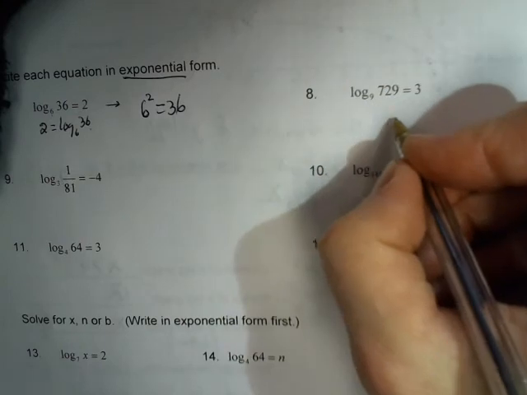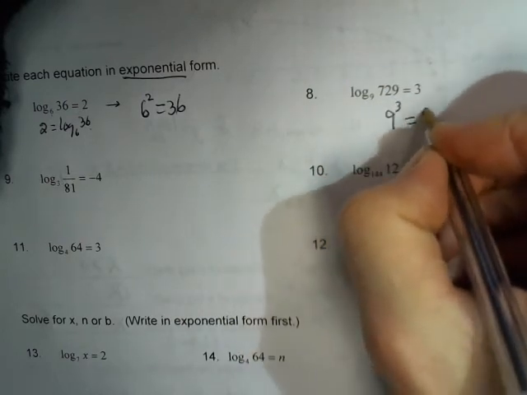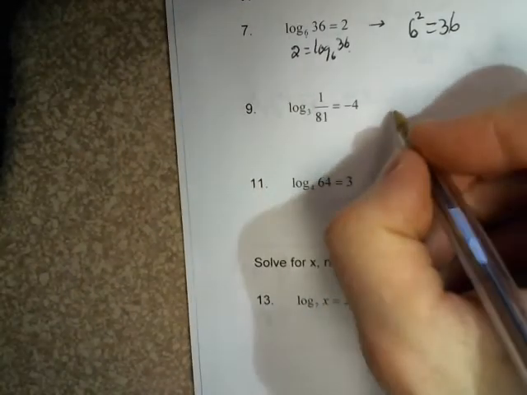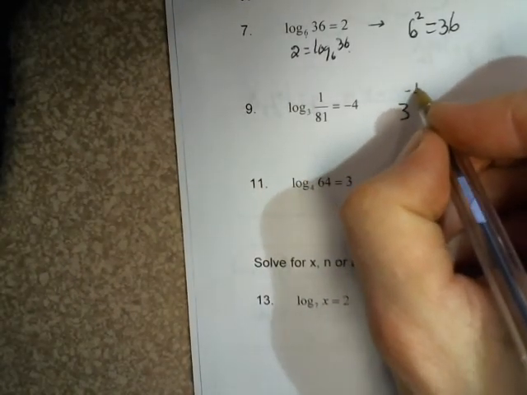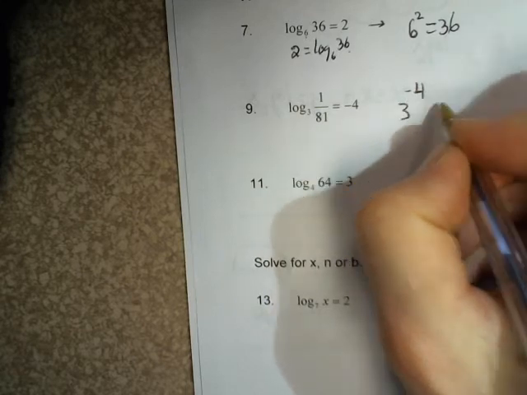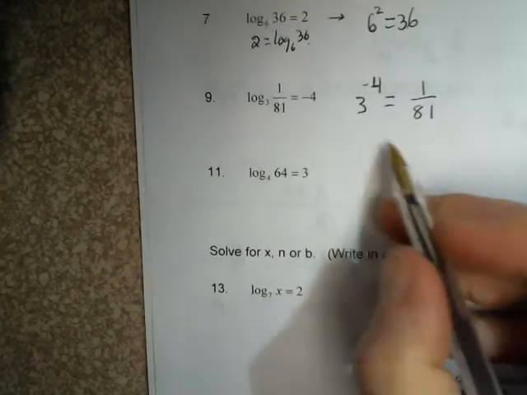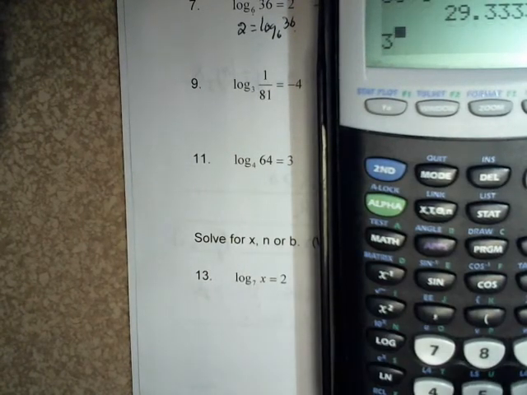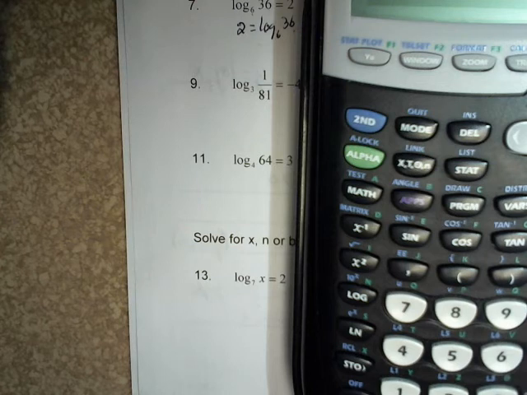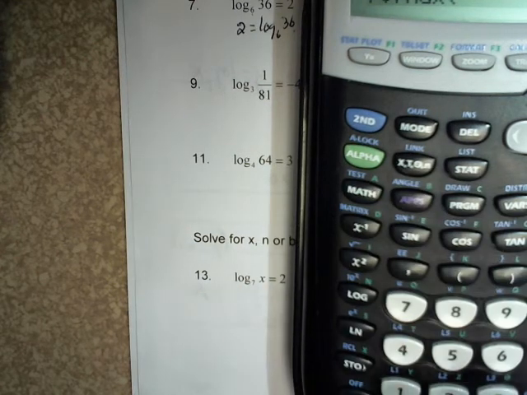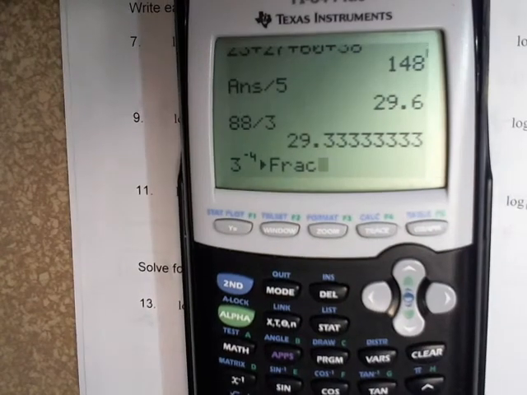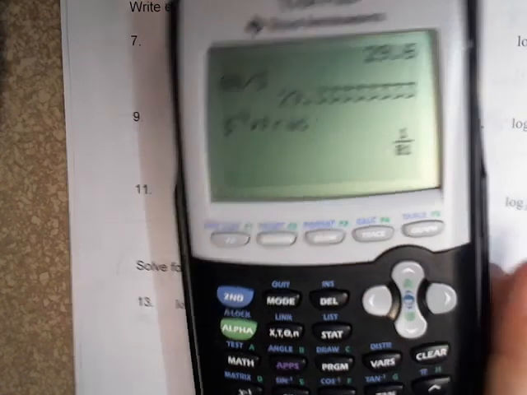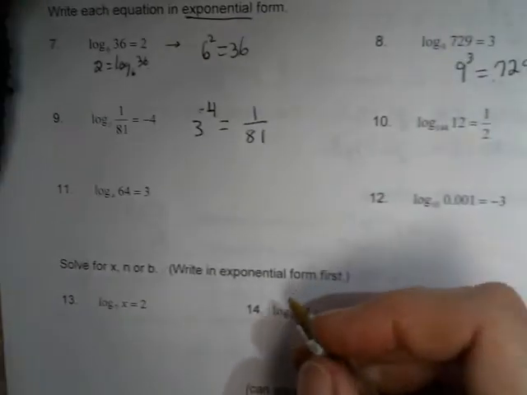This next one is the same thing as saying 9 to the 3rd power is equal to 729. Same thing, different forms. This one says 3 to the negative 4th power is equal to 1/81. And is it true? We can always check. Let's see. 3 to the power of negative 4, and I'm going to use math frac. 3 to the negative 4 power is 1/81. So that's a true statement mathematically.